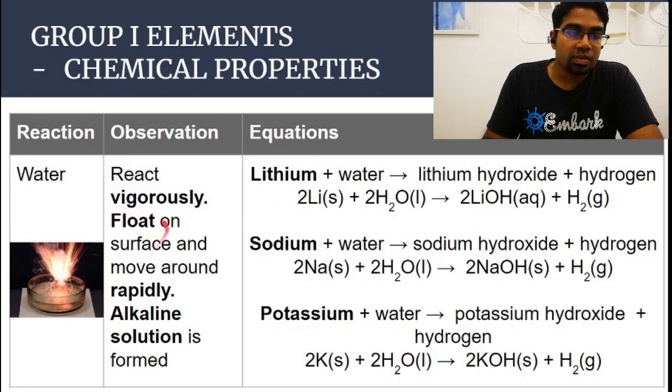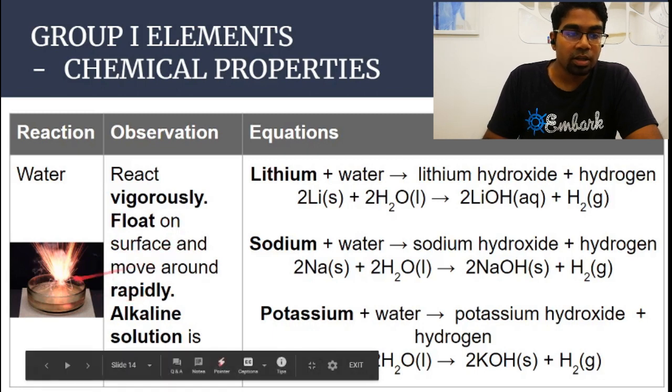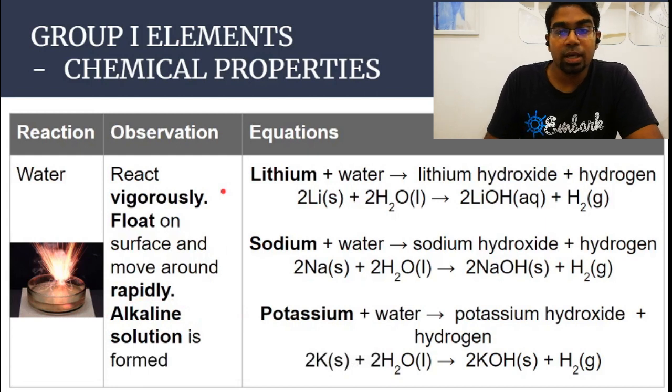It floats on the surface. Remember, lithium, sodium and potassium float on water. It floats on the surface and moves around rapidly until the reaction is over. At the end of it, an alkaline solution is formed. Once again, the metal hydroxide is formed. But now there is a difference, because when we react directly with water, we also produce hydrogen gas. That's the difference.